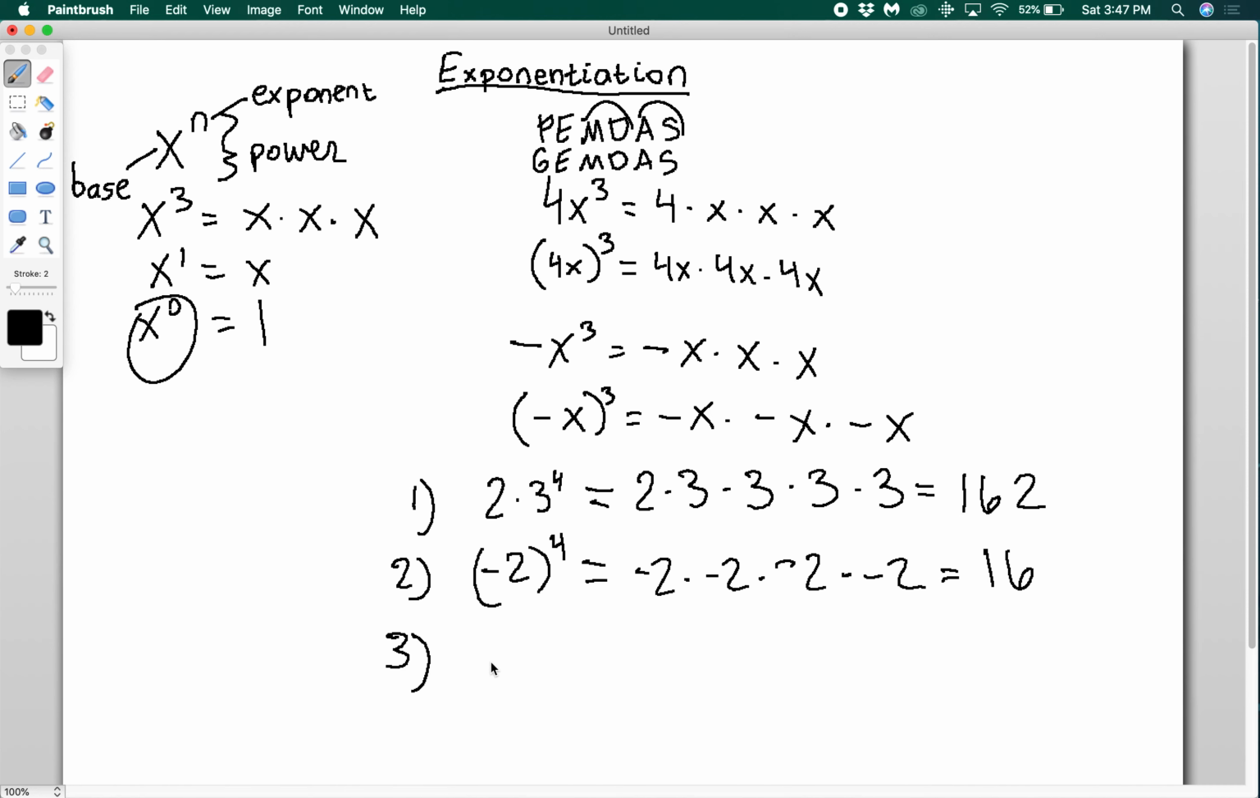Finally, let's try 7 to the 5th. This one you might need a calculator for, but you would end up getting 16,807 if you did it correctly. So that's how you do exponentiation, and if you check out the next video, we'll talk about properties of exponents.